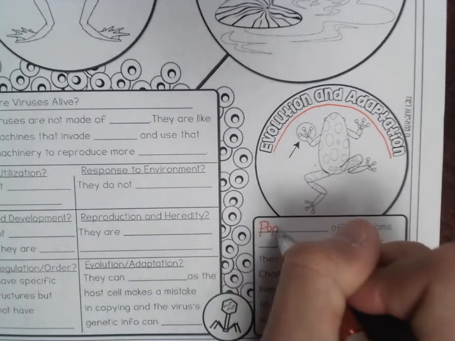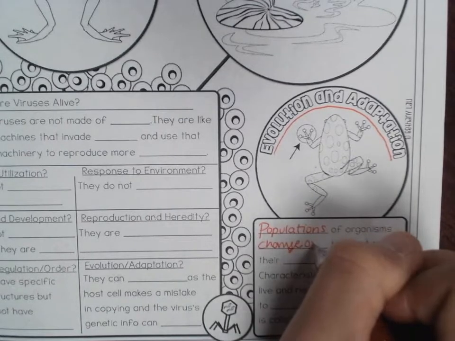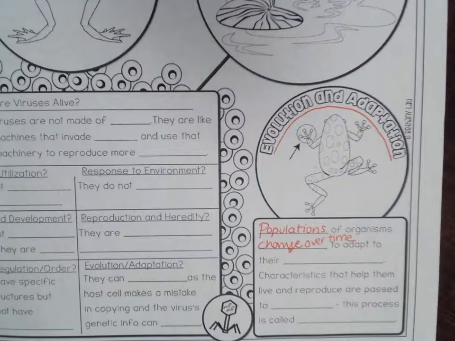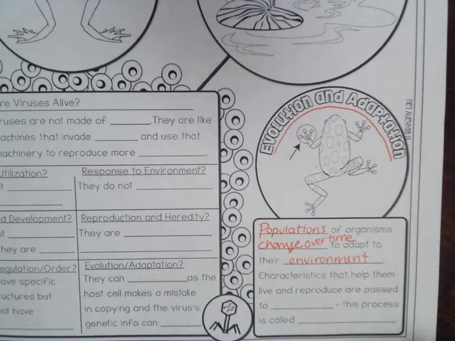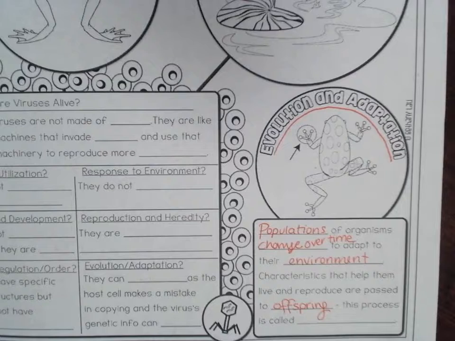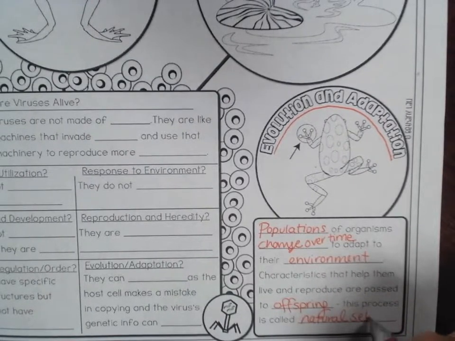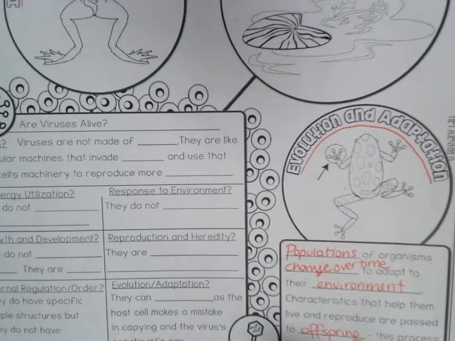So populations of organisms change over time. That doesn't really fit in there, does it? Okay, change over time to adapt to their environment. Characteristics that help them live and reproduce are passed to offspring. This is still true. This is not something that's debated. But then the process of natural selection is where we begin to differ, because natural selection is what scientists would say leads to speciation, where one species becomes a different species. But the adaptation part is true. Okay, so those are your 7 different living traits, the characteristics of life. There are 7 of them.